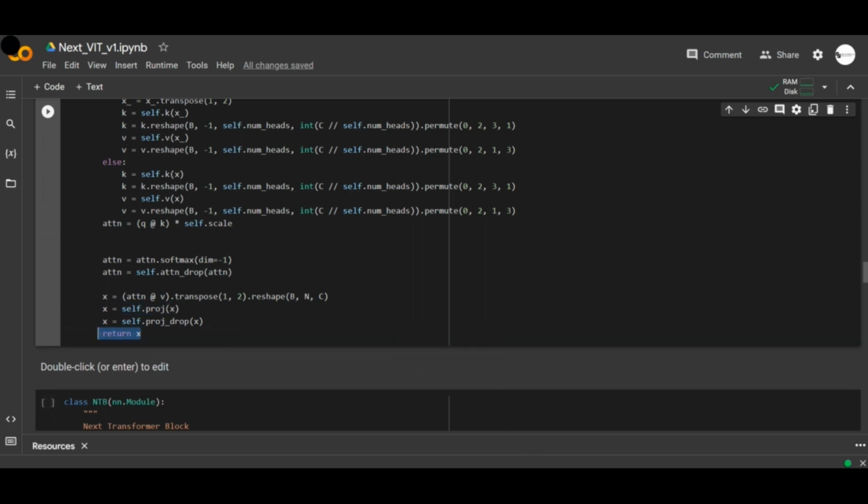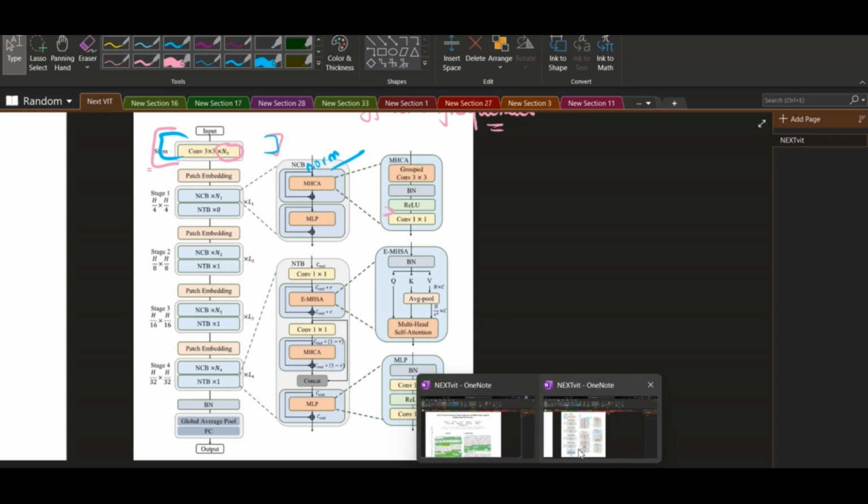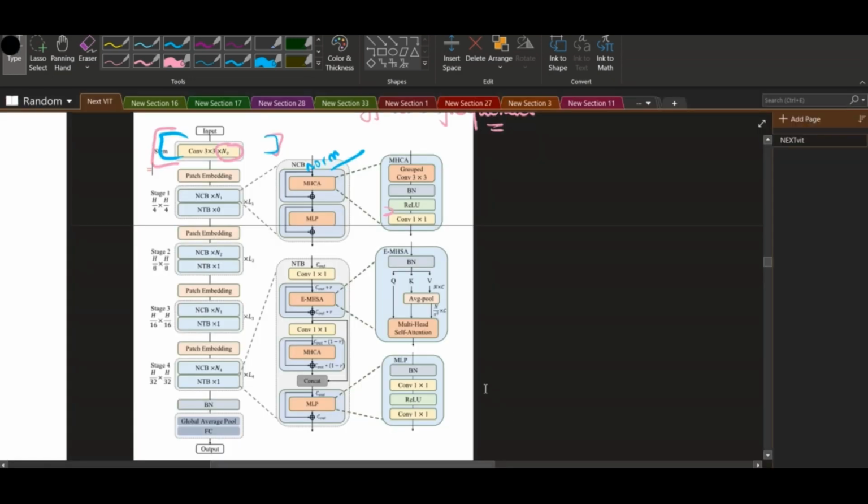So from a visual perspective, essentially this is the component that we applied here. So within the multi-head self-attention, we applied the batch norm, we had the query, and we took the key and the value, we applied the average pooling within those, then we had this multi-head self-attention mechanism here.